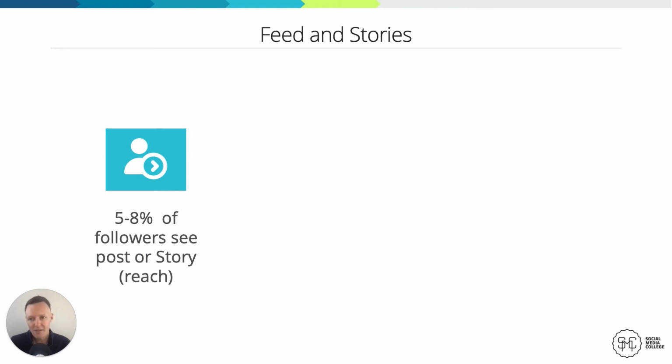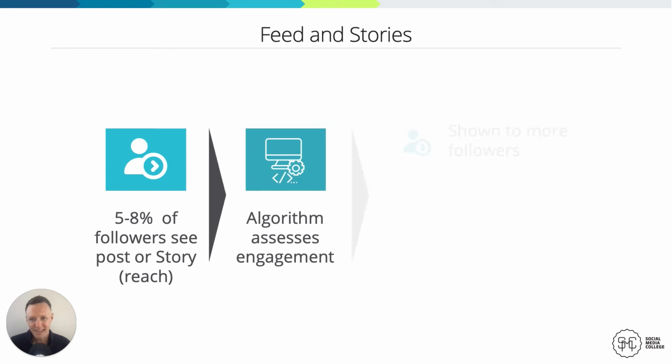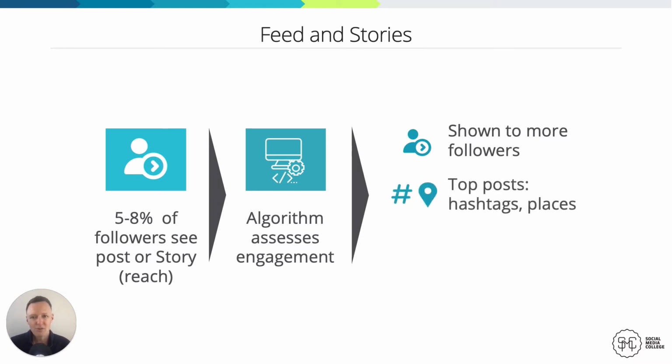If the engagement is high, it's going to show that particular post or story to more people. It's going to rank that particular post or story higher up, or further to the left in stories. And it will also start to show it on the top posts for hashtags or places. And if this increased reach leads to, in turn, even more engagement, then potentially that piece of content will be shown on the Explore page.